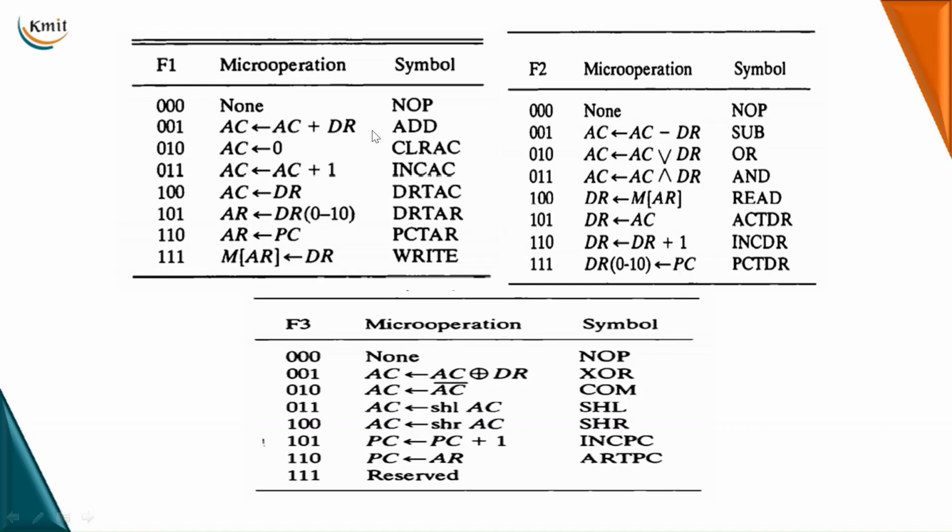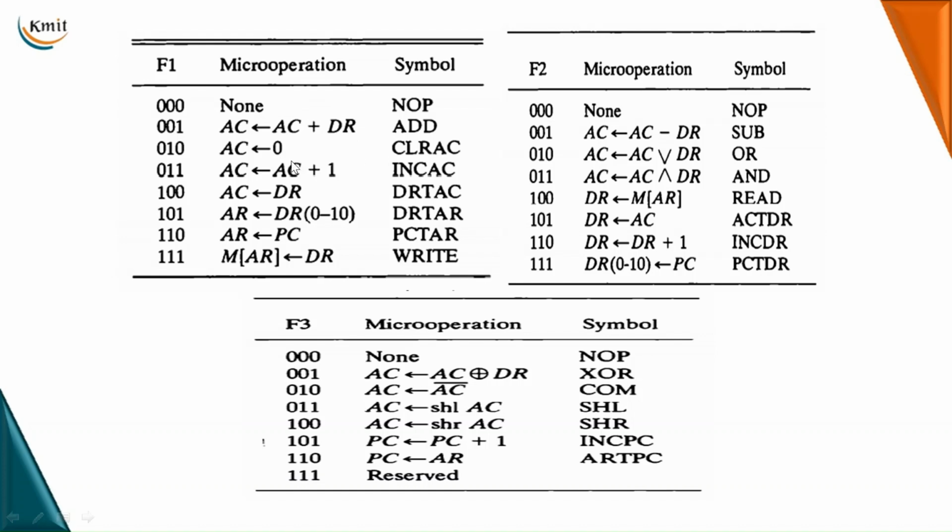F1 performs the arithmetic operations basically, whereas F2 performs the logical operations, and F3 performs the shift operations. So all the operations that can be performed by an arithmetic logic shift unit are performed using these 3 functions F1, F2, F3. If you look at 001, it performs an add operation where the contents of the accumulator are added to the contents of the data register and the result is stored in the accumulator.